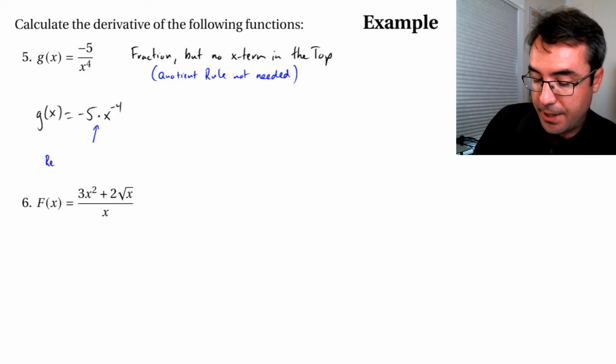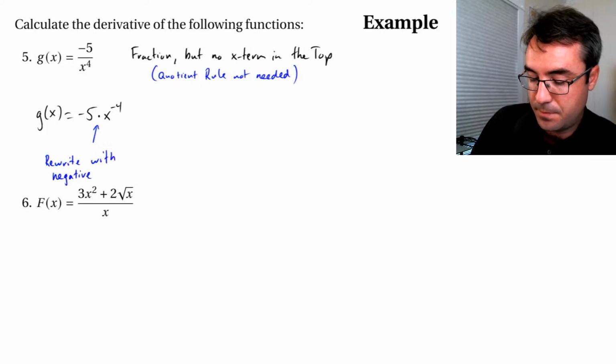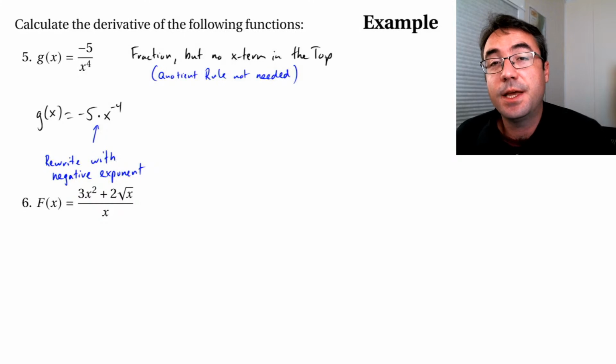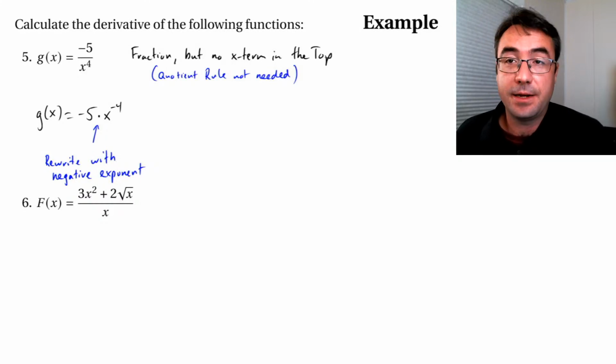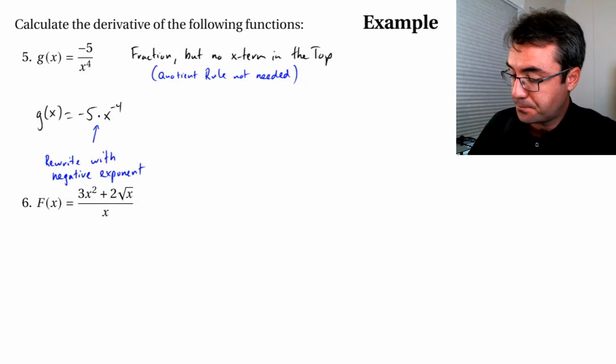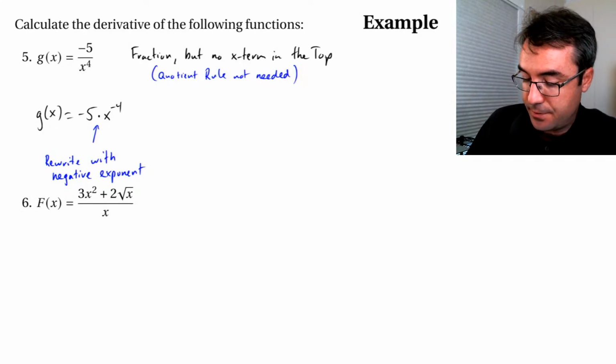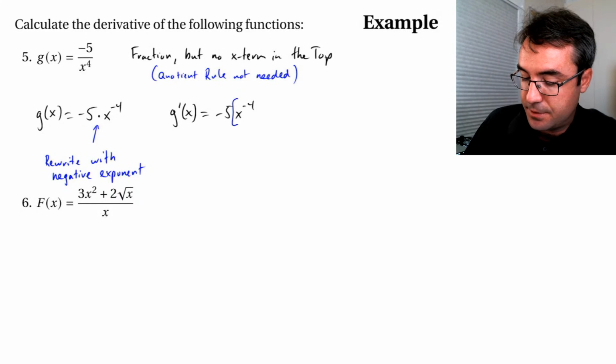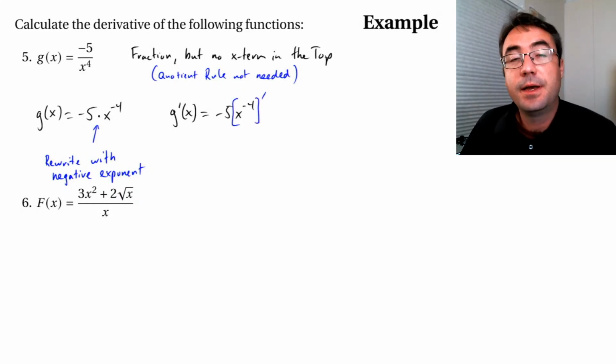So we could rewrite with a negative exponent. So instead of division by x to the power 4, we could write it as multiplication by x to the power negative 4. And so now it just becomes a power rule question. So to get the derivative, we just apply the derivative to our variable part, to that x to the negative 4. And that's just power rule.